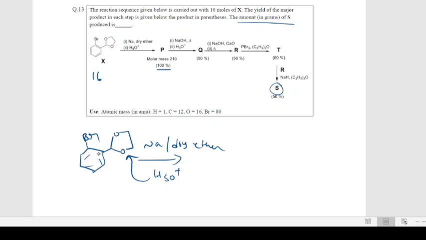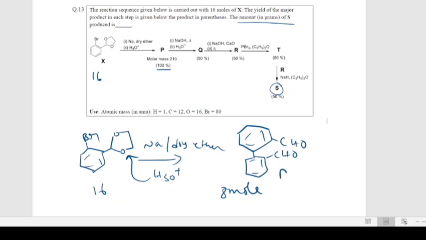But here they have given 16 moles. 16 moles become 8 moles of this diphenyl compound, because aryl halides on Wurtz-Fittig reaction give biphenyls which are attached to the CHO. So this is the compound P, which is formed, 8 moles.